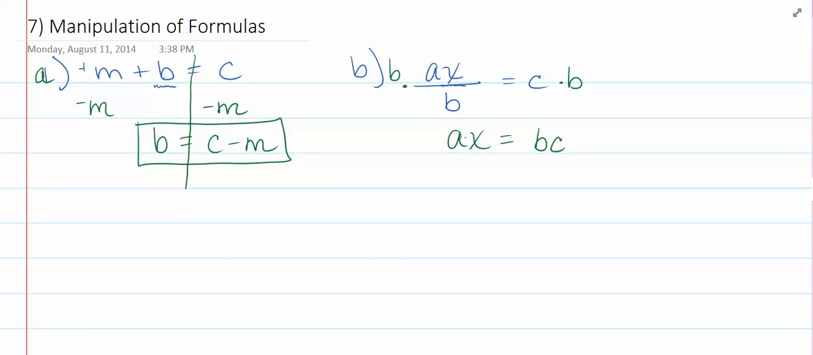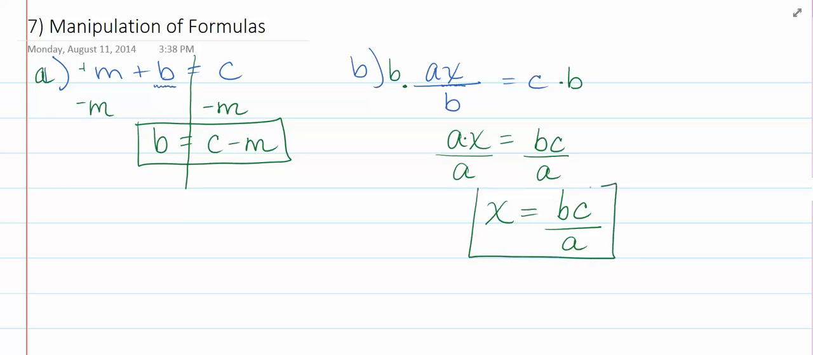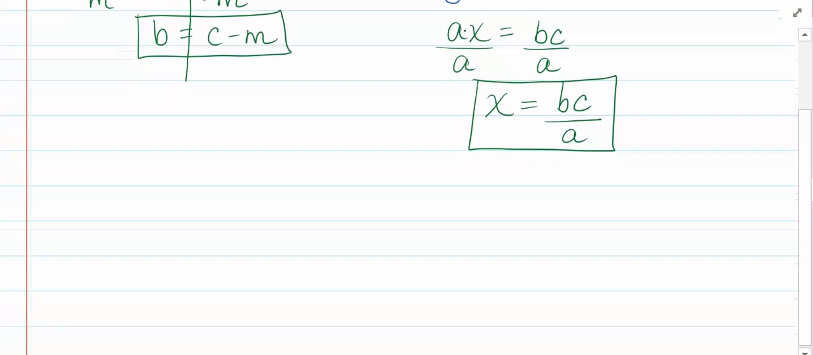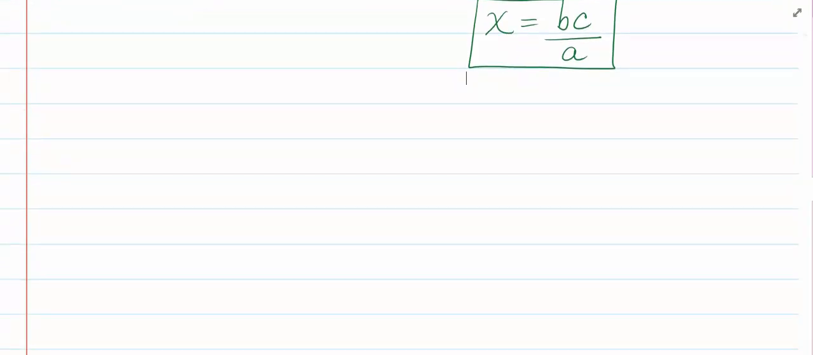I want to get x by itself, so I need to get rid of the a. The inverse operation of multiplication is division. Therefore, x equals b times c divided by a. I'll just go through all of them with you. If you feel like you've got the hang of it and you just want to check your work afterwards, that's fine.